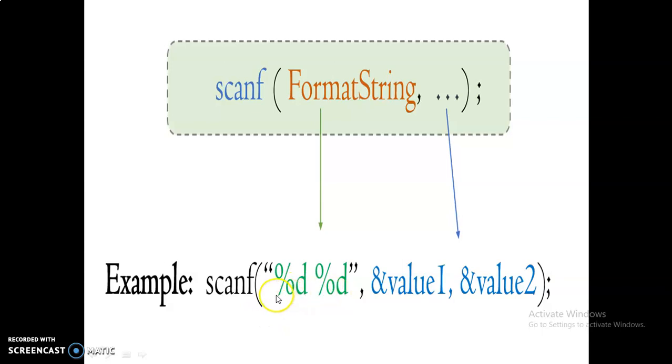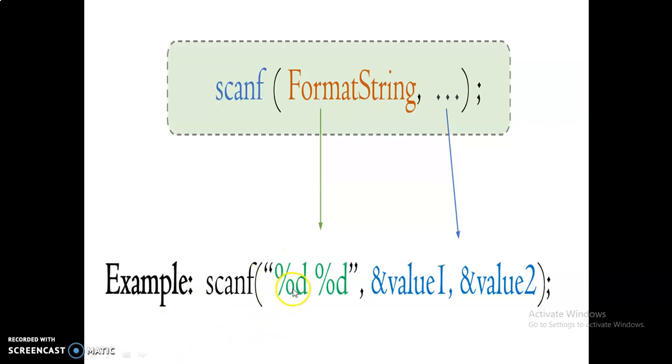In this format string, you need not give any space between them. Without space, you have to give the format specifiers, but here you have given a separator for each variable. Here this ampersand value 1 represents one variable. This is another variable, separated by a comma, but the format specifiers need not be separated by a comma or a space. Okay, if you give any space or a comma here, it will display an error message.